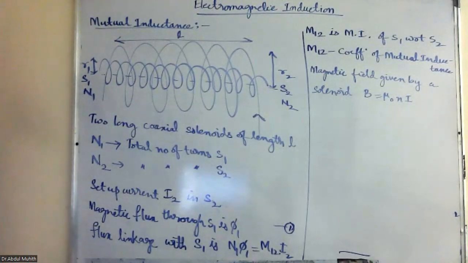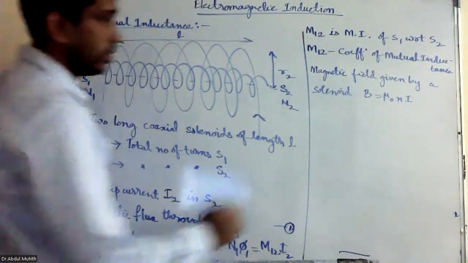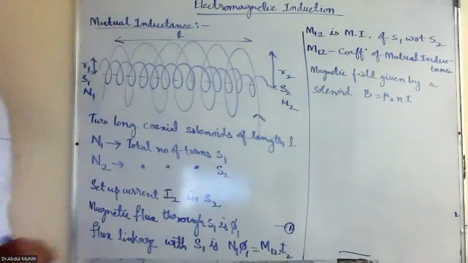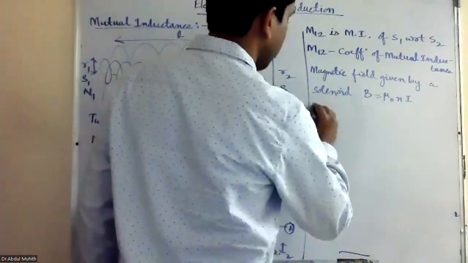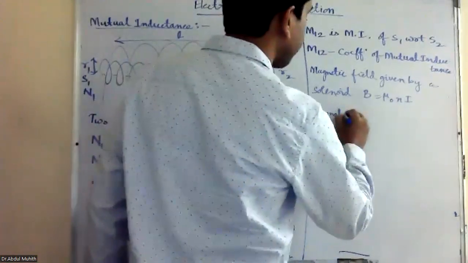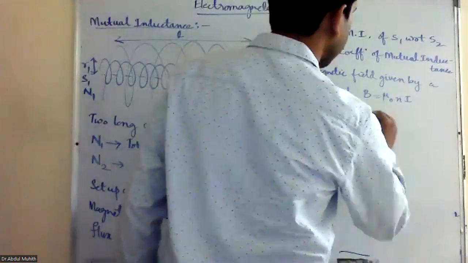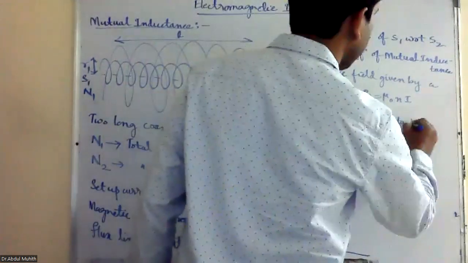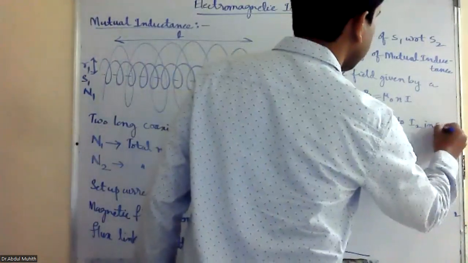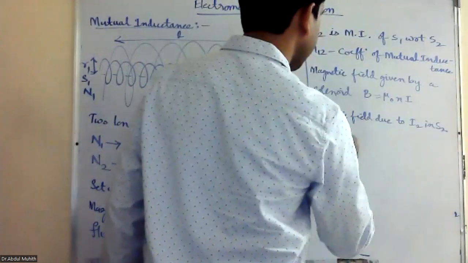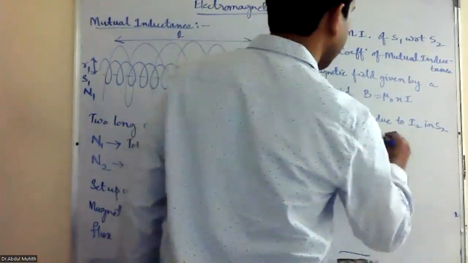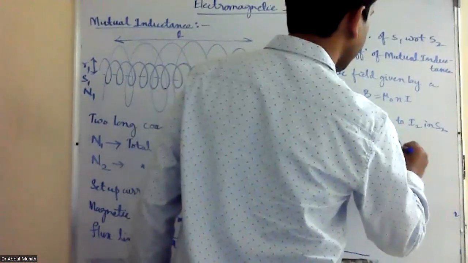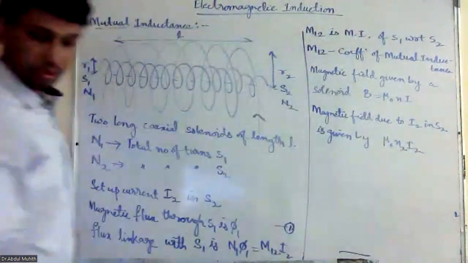So we can write here, for the second coil, the magnetic field due to current I2 in S2 is given by mu 0 N2 into I2.